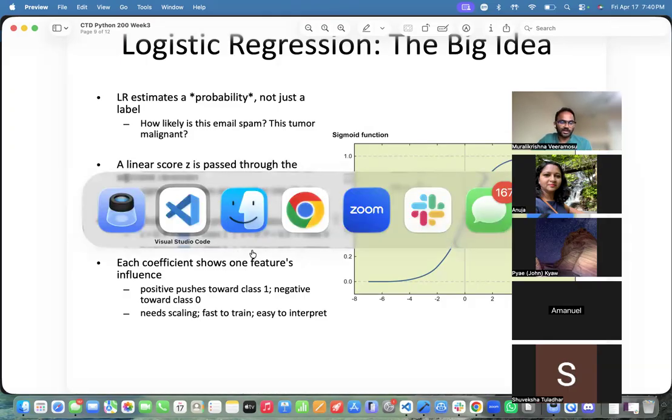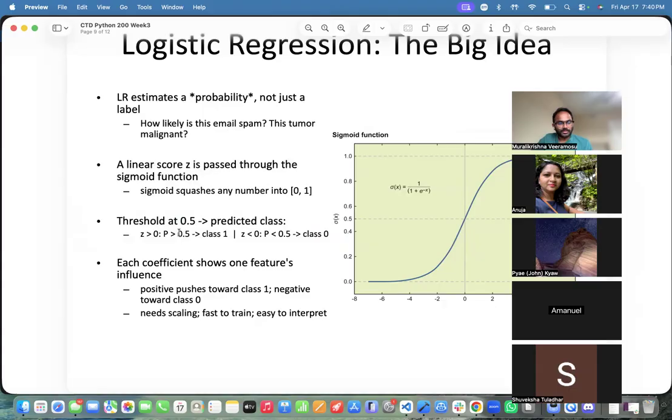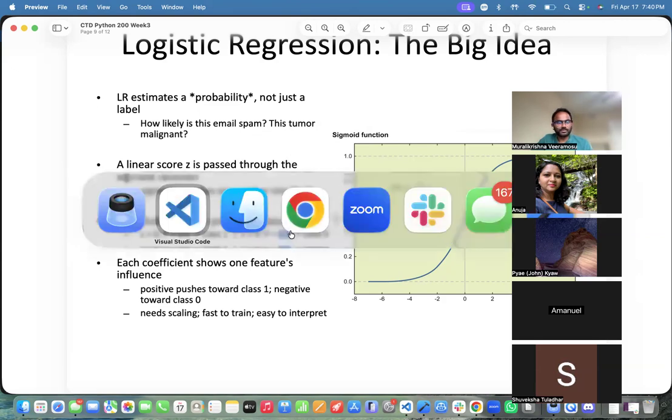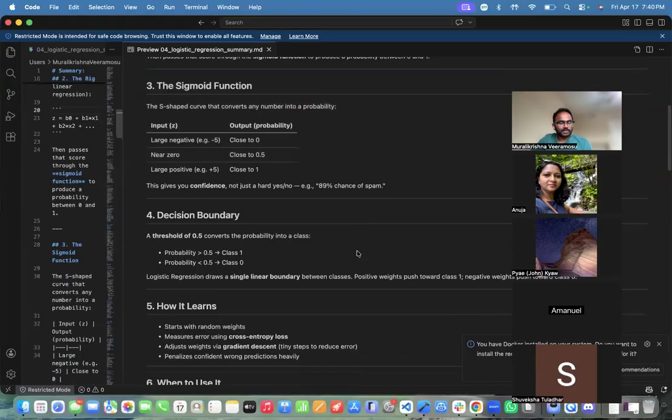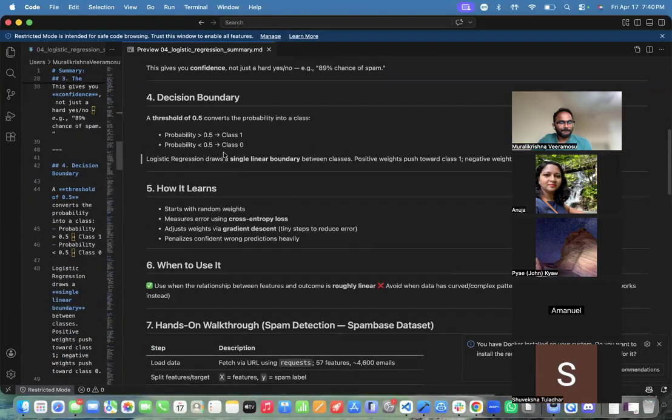Let's say if we are classifying for disease positive or not, then if the probability is greater than 0.5, then it's positive. If the probability is less than 0.5, then it's negative. Right? Yeah, the same thing is mentioned here.